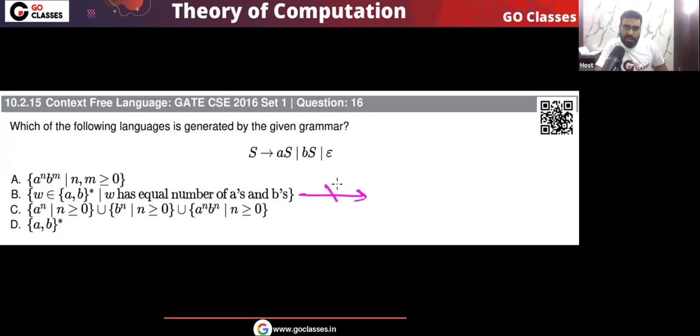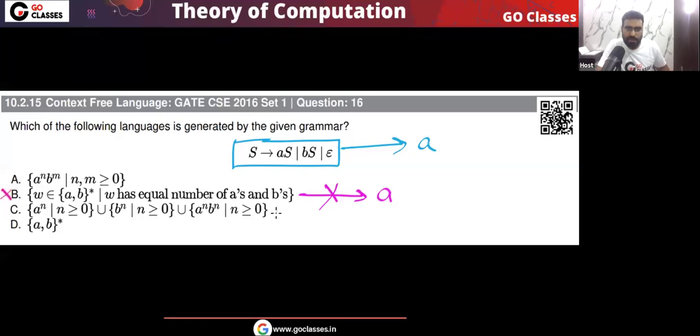And remember, if you want a counterexample for option B also, you can easily see that from option B, I can never generate the string a double b. Or, in simple words, I can never generate the string a. From option B, I cannot generate this string a, but from this grammar, I can generate string a. So that is the counterexample for option B also.